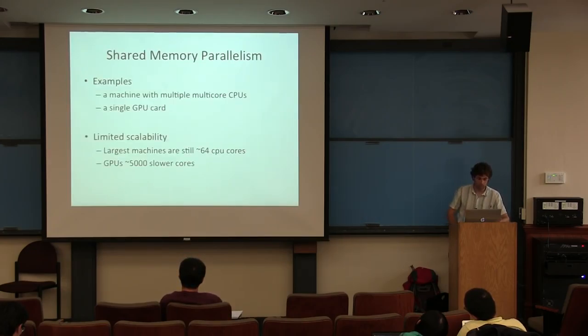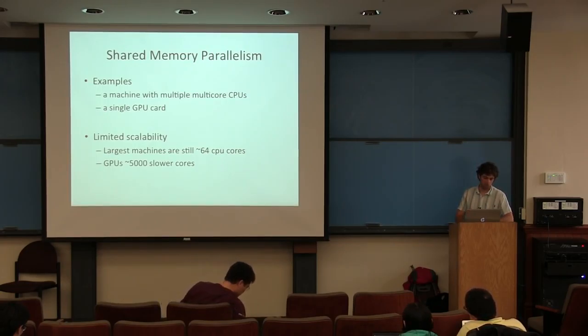Another thing to consider is shared memory parallelism. Examples of what I mean by shared memory parallelism are when you have a machine with multi-core CPUs, or if you have a single GPU card, because this is an isolated chunk of memory that you're working with.